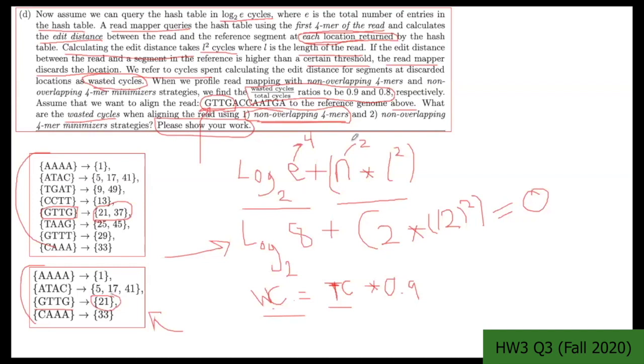So we are going to perform edit distance only once. And n here will be 1, not 2. And L should remain the same because we are using the same read. So we can directly apply this equation, and then we can calculate the WC, or the wasted cycles, using this equation, but the 0.9 here would be 0.8 as given by the question. You can see it here. I hope this is very much clear.